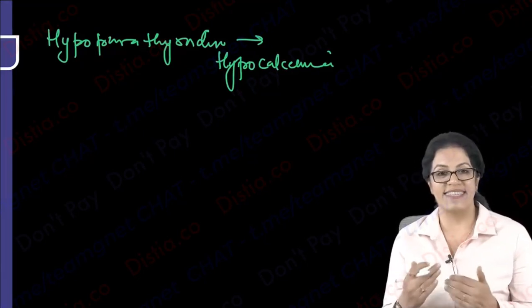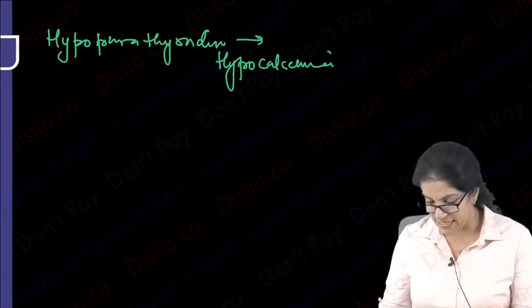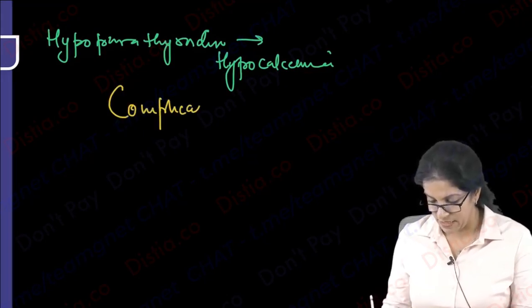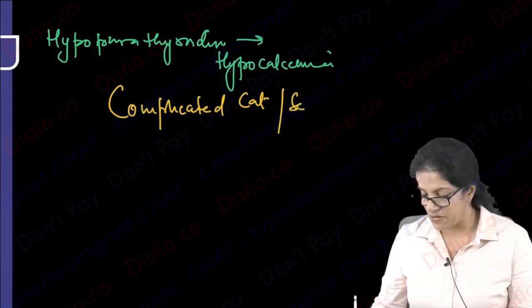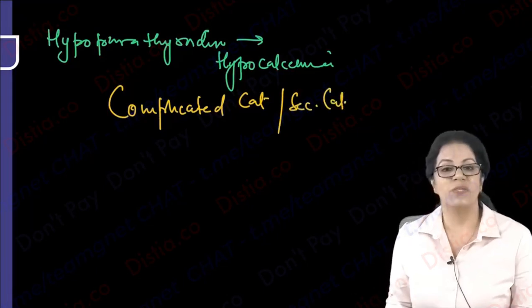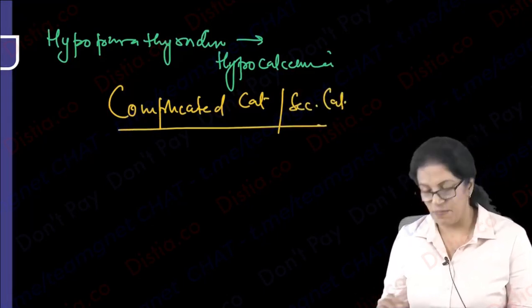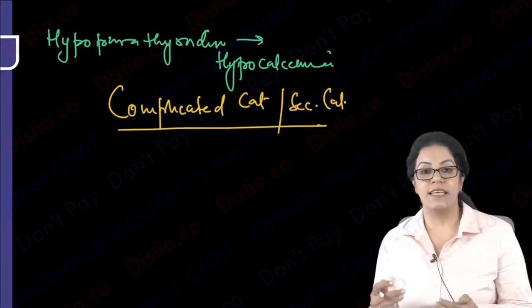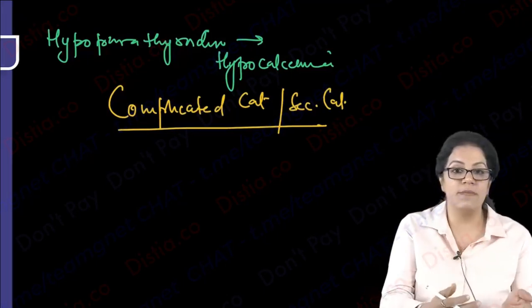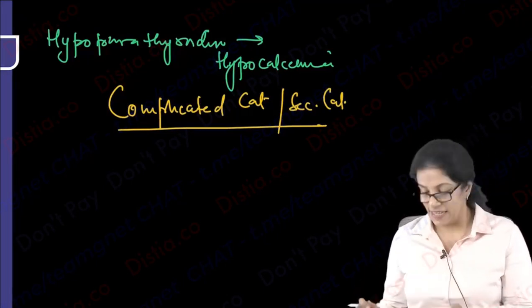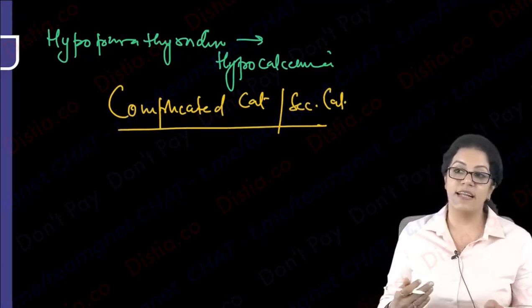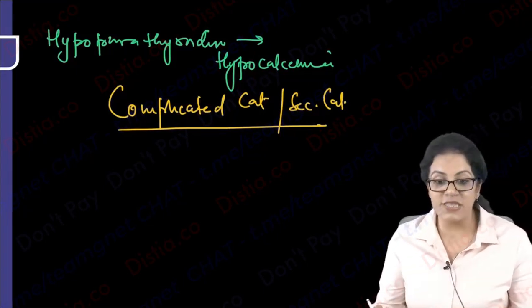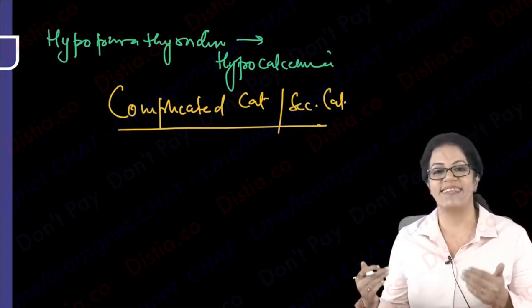Now what was the next type? The next type is complicated cataract. Let's give the next heading. Complicated cataract is also called secondary cataract. Now think yourself, what does it mean? It is cataract which occurs as a complication to either anterior segment disease or posterior segment disease. So that is what is called complicated cataract.